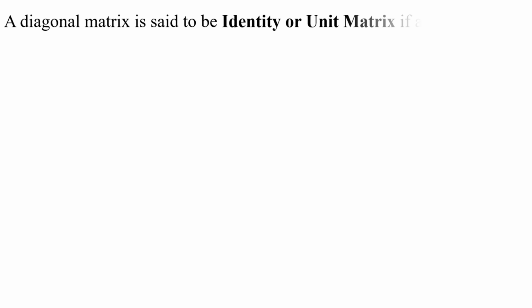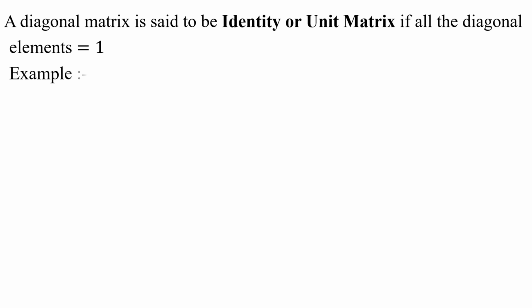A diagonal matrix is said to be an identity or unit matrix if all the diagonal elements are equal to 1. Identity matrix is represented by I. So I2 represents a 2 by 2 identity matrix. I4 represents a 4 by 4 identity matrix. Here as an example, I have taken I3.